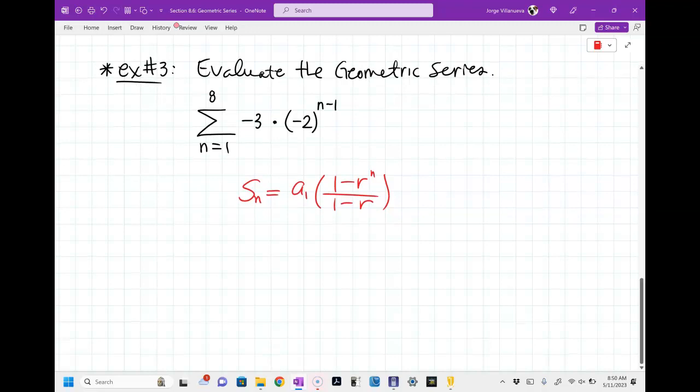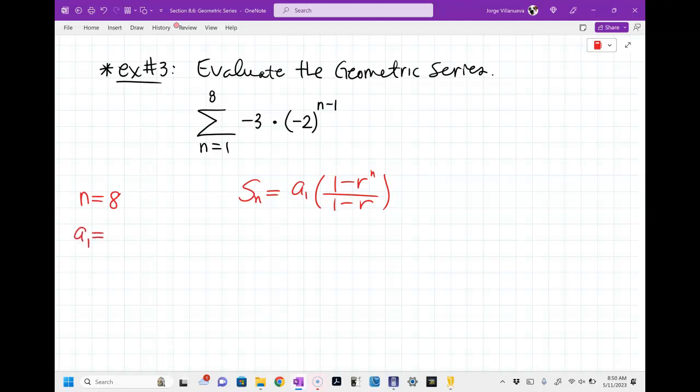And remember, I need n, a sub 1, and r. What's my n, my number of terms? 1? That's where I start, but that's not all the terms. How many terms do they want me to add up total? 8, right? It's top minus bottom plus 1. Remember that from yesterday? So 8 minus 1 is 7, plus 1 is 8. So right there. Okay?